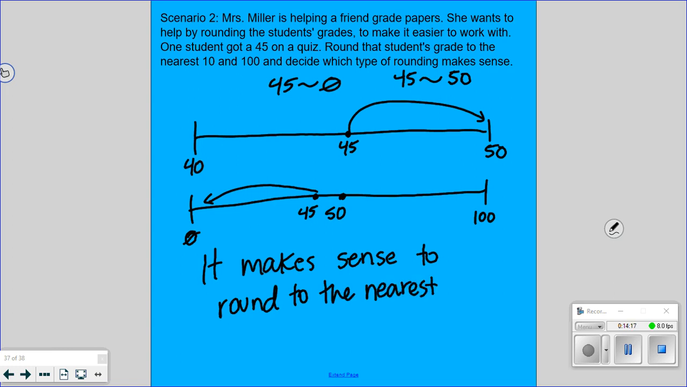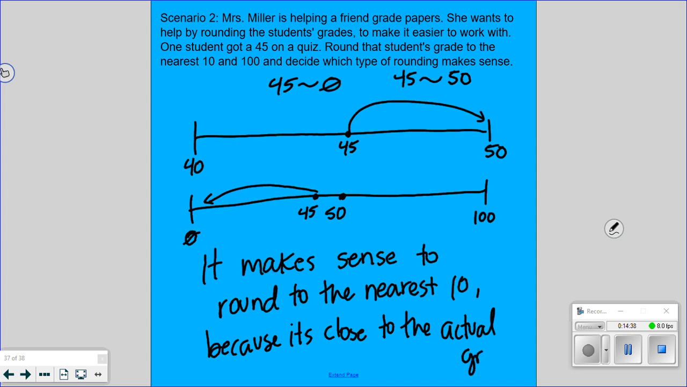Yeah, it's not far. So when I round to the nearest 10, it makes sense to round to the nearest 10 because it's close to the actual grade. It's close to the actual grade.